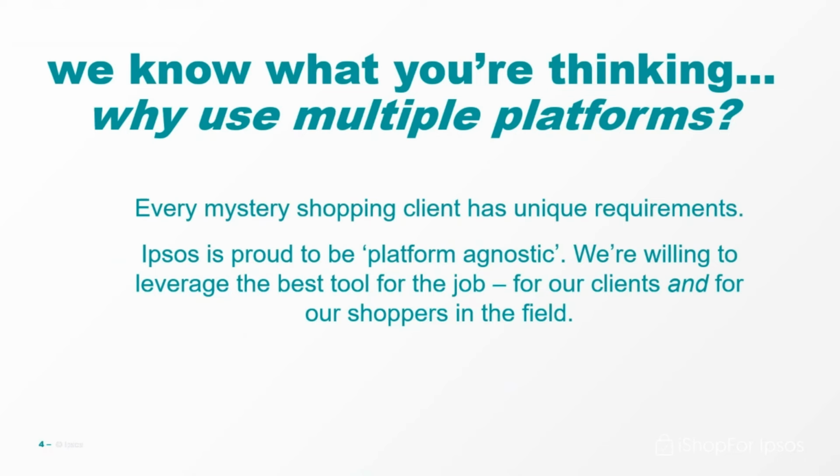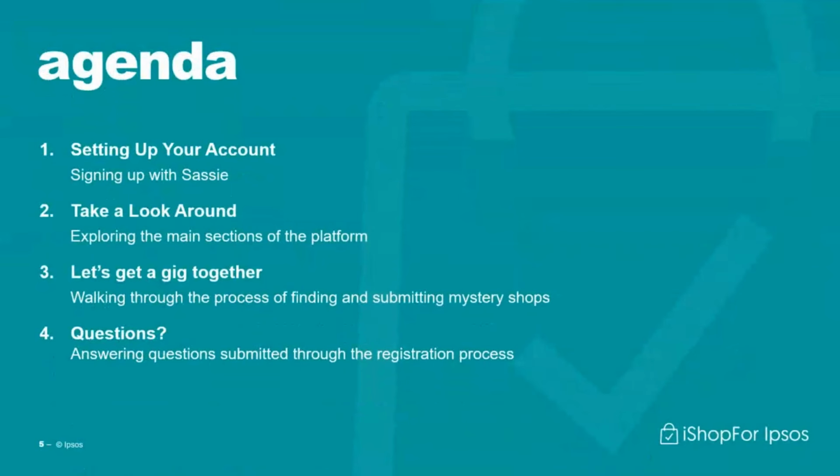So that is a key driver for why we offer different options for them. We are considered platform agnostic, so we use the best tool for our clients. When our clients don't necessarily have a preference, we then use the best tool for collecting data for our mystery shoppers. So ease of access, self-service, all these types of things come into play when we make the decision. But we do play in 3 very different spaces, so understanding what those are is going to be critical when you're partnering with iShopFor Ipsos.